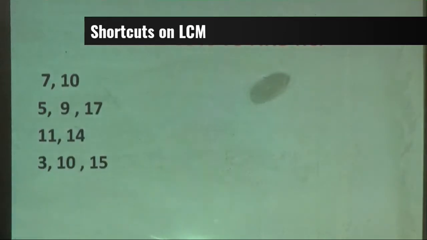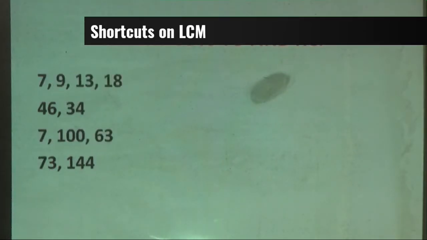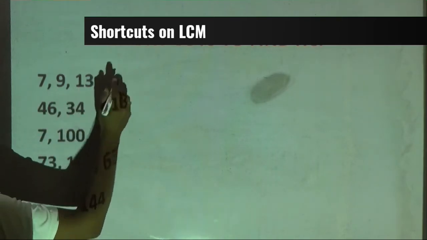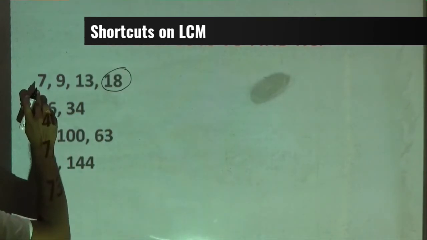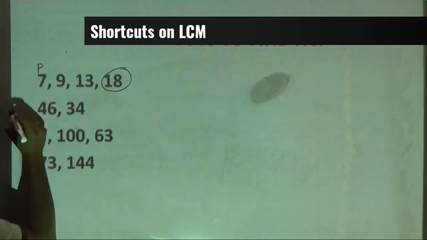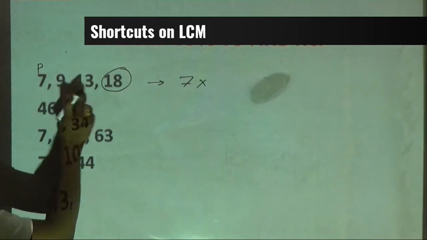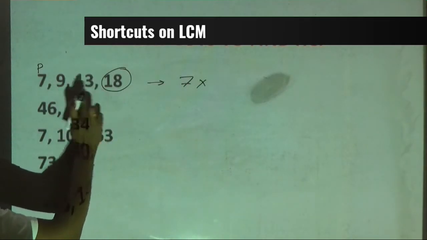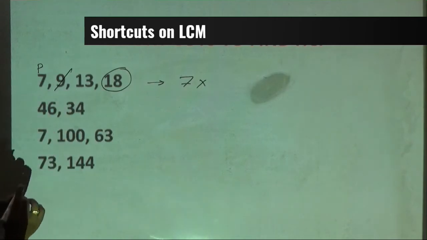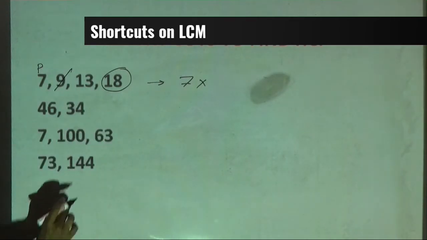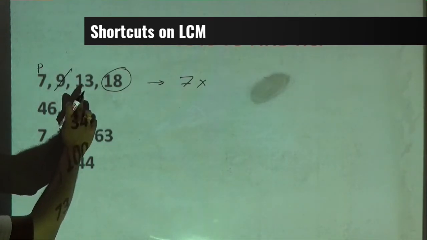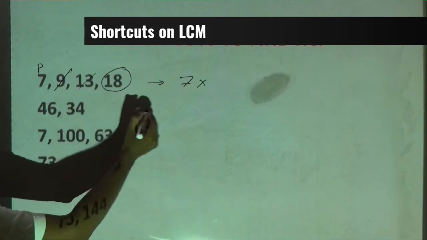I will go further, a few more problems. Now, I need to find out the LCM of 7, 9, 13 and 18. Among these, which is the biggest number? 18. Can 7 divide it? No, but 7 is a prime number. If you have a prime number, the LCM definitely has that prime number. Now, can 9 divide 18? Yes. If you can divide, you just ignore that. Then, can 13 divide 18? No, therefore this is a prime number.